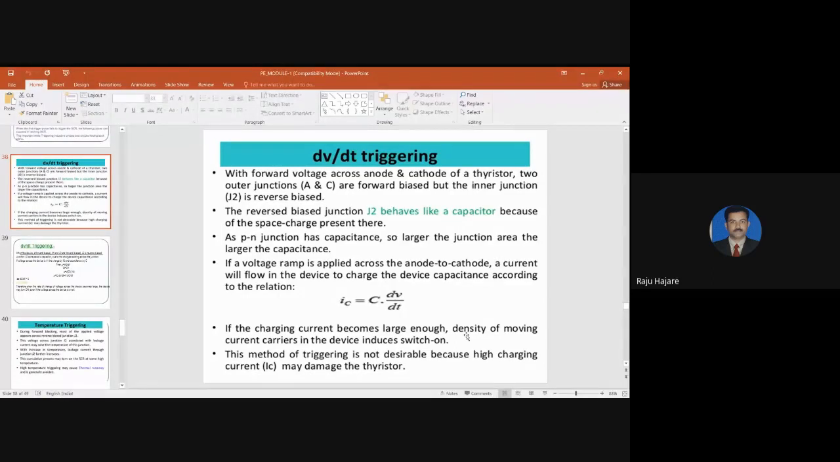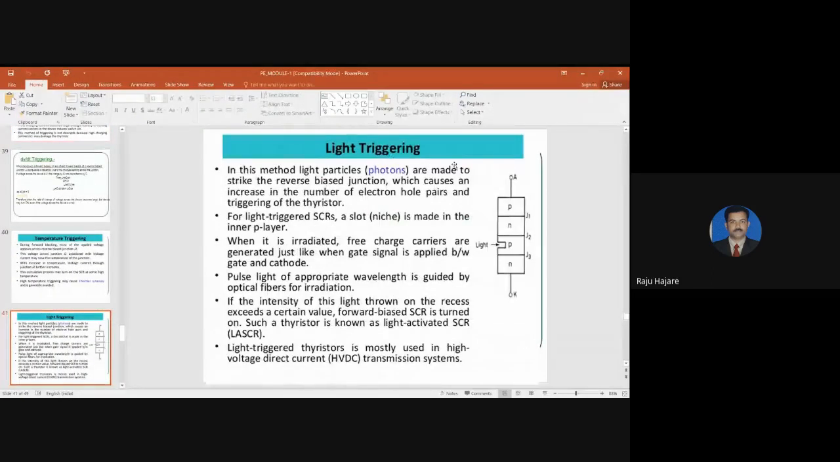So this method is not desirable, as high charging current may damage your SCR or thyristor. That is the only problem in this case. So light triggering is also possible. On the right-hand side you can see the structure of the SCR, and in place of the gate terminal, the P layer is applied with light. Instead of a gate pulse or gate voltage, you can apply light and turn on this SCR device.